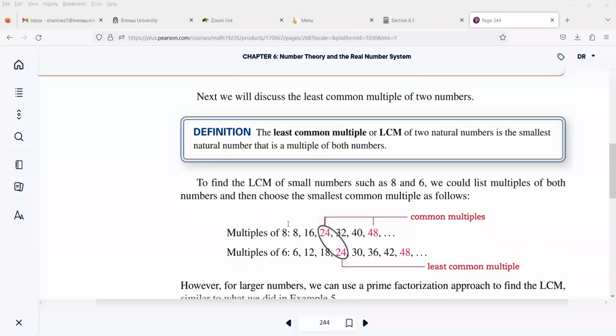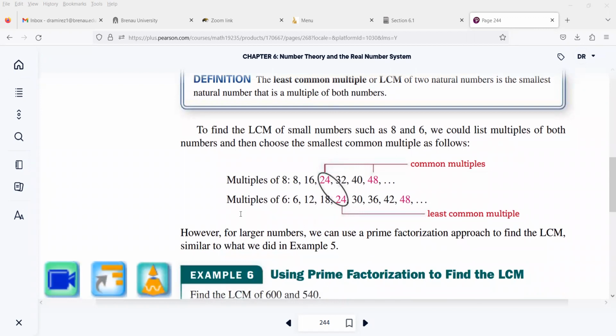So for small numbers, it's fairly easy to list the multiples and find the least common multiple. Let's say we want to find the least common multiple of 8 and 6. So we can list the multiples of both numbers and then choose the smallest common multiple as follows. Some multiples of 8 are 8, 16, 24, 32, 40. That is 8 times 1, 8 times 2, 8 times 3, 8 times 4, and so on. Some multiples of 6 are 6 times 1, 6 times 2, 6 times 3, and so on. So we can see that the smallest number that is a multiple of both 8 and 6 is 24.